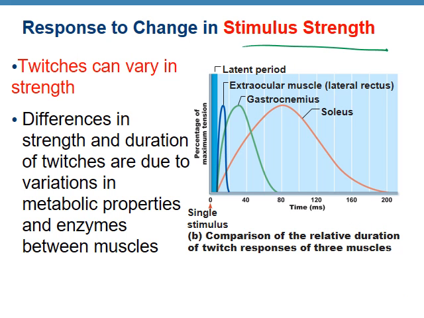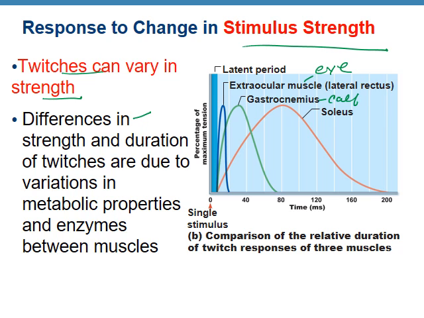Now we're going to look at stimulus strength. So twitches can vary in strength. We're not looking at the number of stimuli, but we're looking at the tension that builds and how long it stays in a particular muscle. So differences in strength and duration of twitches are due to the different metabolic, so breakdown and build up, enzymatic properties in muscles. So here's an eye muscle.